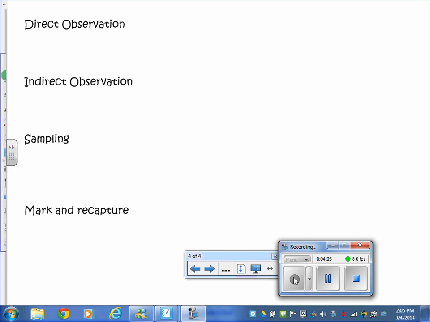Okay, so one of the sections in the textbook was about studying populations. And as we study populations, there's 4 main ways that scientists study populations: direct observation, indirect observation, sampling, and mark and recapture. So we're going to do a quick definition and description of each of these, and then talk about how we do it in the pond, and then we'll go study our pond populations. So who can tell me about one of these? Somebody pick one and tell me about it.